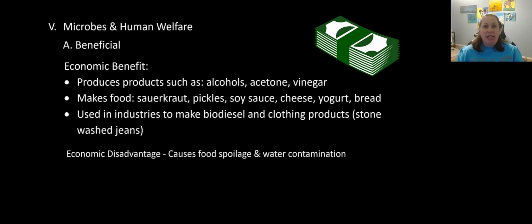They can be used in energy industries to help create biodiesel or clothing products. So if you have ever had stonewashed jeans, where they talk about a special kind of treatment, they probably used microorganisms to help with that. Now, economic disadvantages: these guys can cause food spoilage and water contamination, which is not good, and that can cost us money. But for the most part, we do see some really good economic benefits.